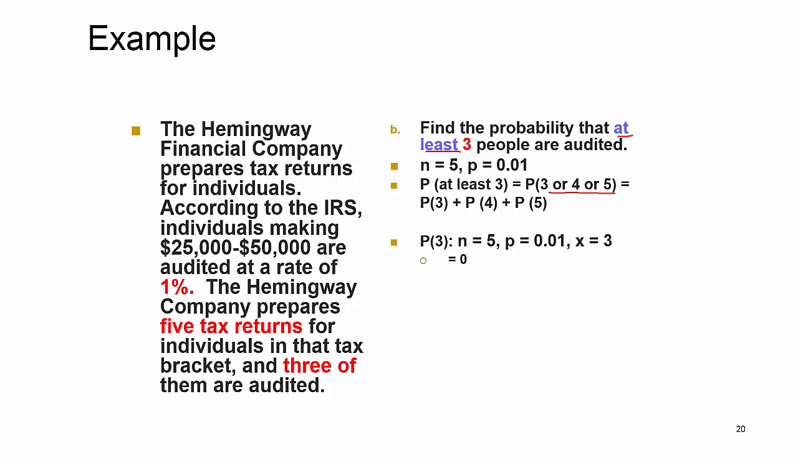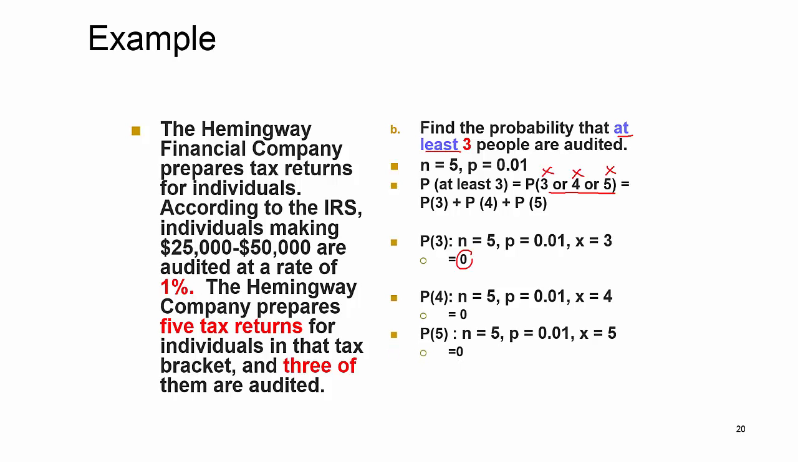And so I'm going to still look up in table A1. And I'm going to look up the probability of 3 people. And I remember that was a 0 plus. So x is 3. So you actually have more than one x. You have x is 3, x is 4, x is 5. So probability of 4, 0 plus again. Probability of 5, 0 plus again. So the probability of having at least 3 people audited is 0.